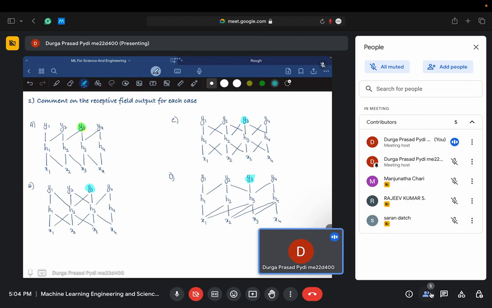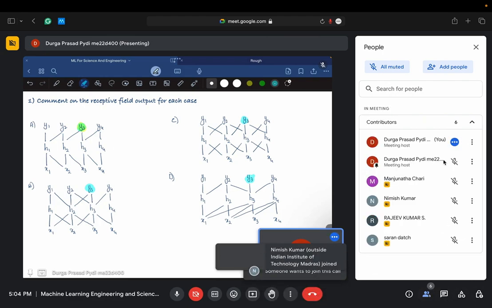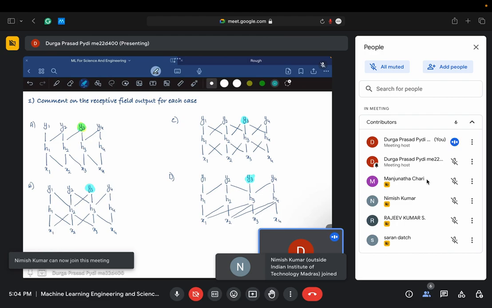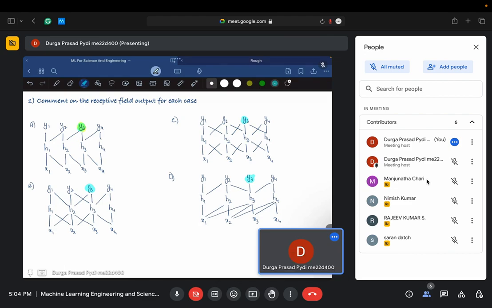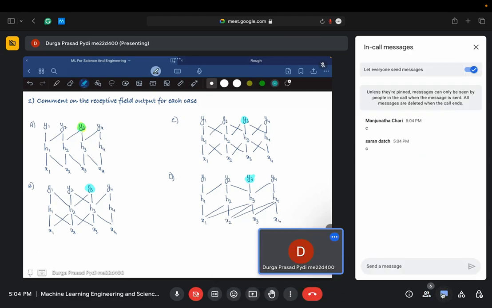By receptive field, I mean this output should be able to see all the possible inputs that have been given. In order to decide the value of Y3, if that particular network is chosen in such a way that it allows all the values of the inputs to be seen, then it is said to have a wider receptive field. C has a wider receptive field. Okay, all of the answers are on C.